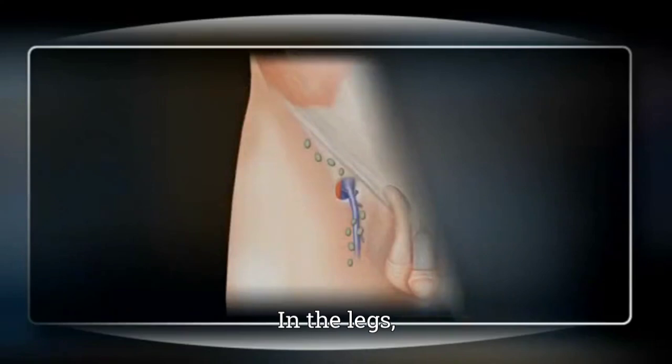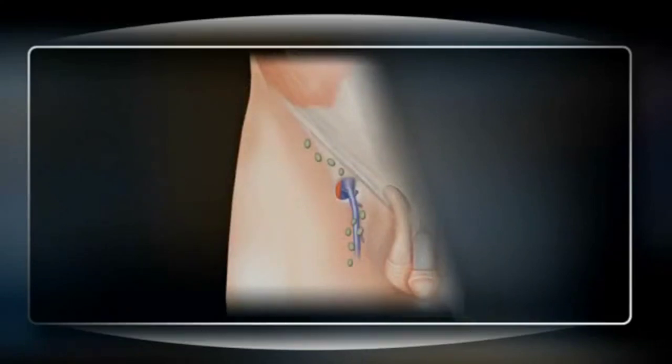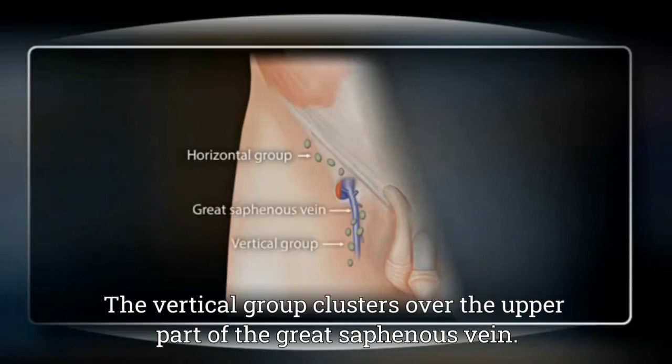In the legs, usually only the superficial inguinal nodes are palpable. The horizontal group lies in a chain high in the anterior thigh below the inguinal ligament. The vertical group clusters over the upper part of the great saphenous vein.